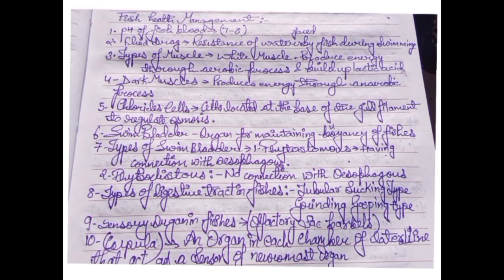Then types of muscles. White muscles produce energy through the aerobic process, which is during the presence of oxygen, and build up lactic acid. Okay, then dark muscles produce energy through the anaerobic process, which is in the absence of oxygen. You know about anaerobic and aerobic processes: aerobic processes are those which occur during the presence of O2, and anaerobic processes are those which generally occur during the absence of O2.